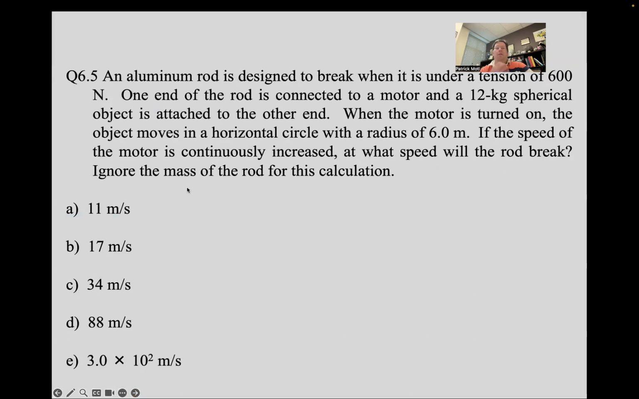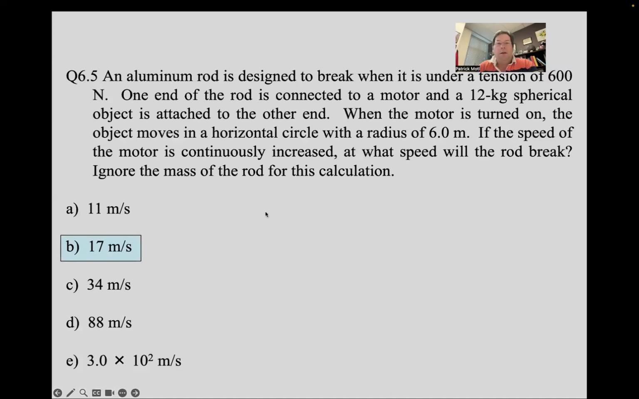And you can ignore the mass of the rod for this calculation. It doesn't really add anything insightful. So see if you can go through and calculate what that critical speed is at which the tension pulling on the rod is going to be large enough to make the rod break. Right, and it is 17 meters per second.